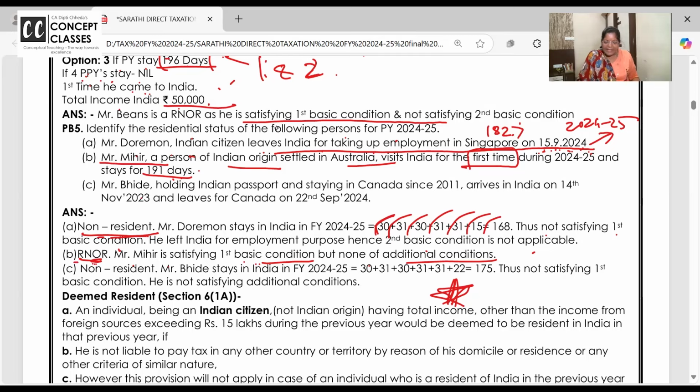Okay. Bhide, holding an Indian passport, Indian citizen, Indian origin, whatever it is, staying in Canada since 2011, from our times, arrived in India on 14th November 23 last year and leaves India for Canada on September 24. Ma'am, should I look at November too? No, your financial year starts from 1st April 2024 to 22nd September 2024. 175 days. But I want all of you to interpret like this.